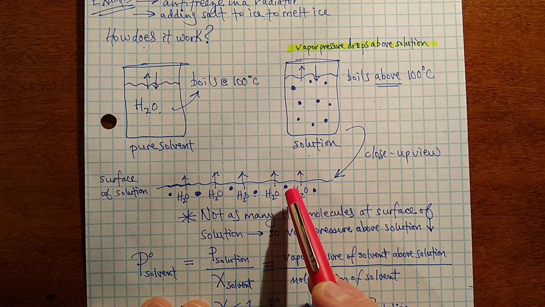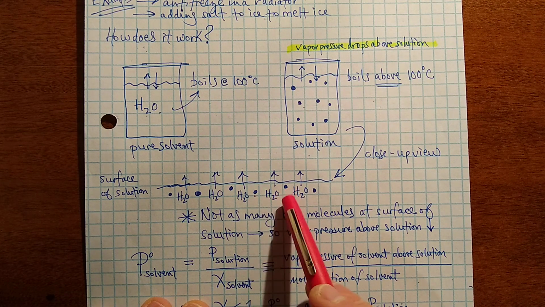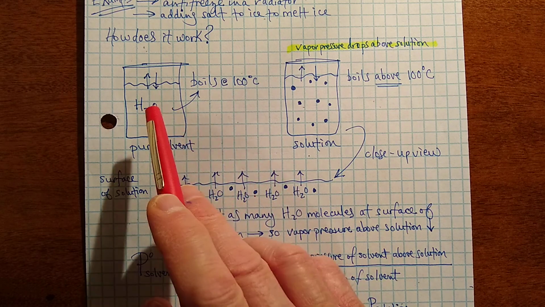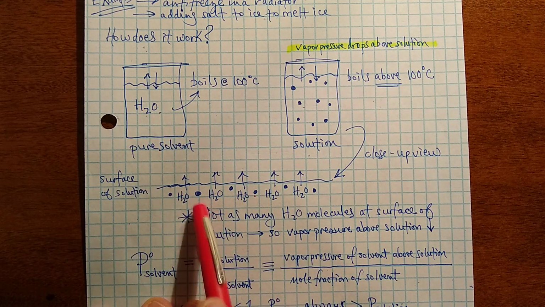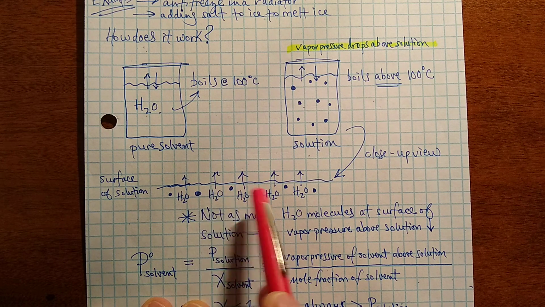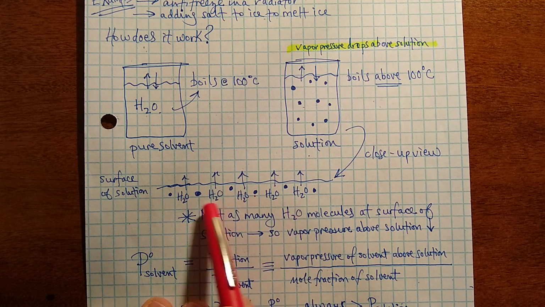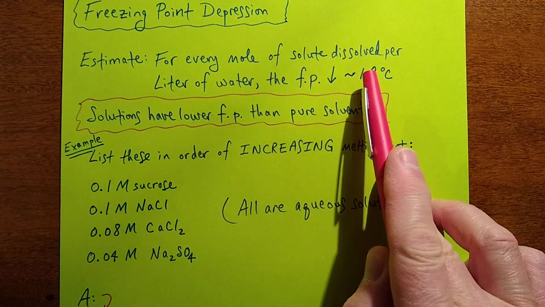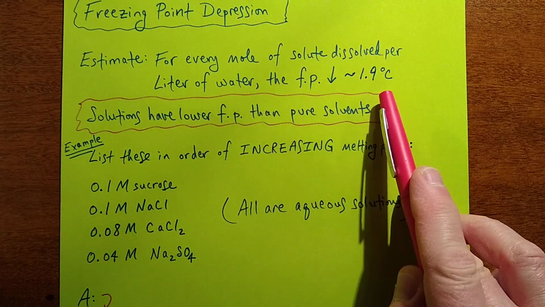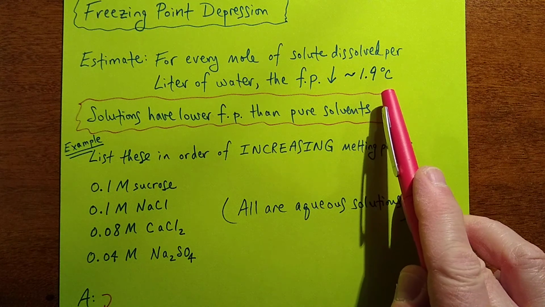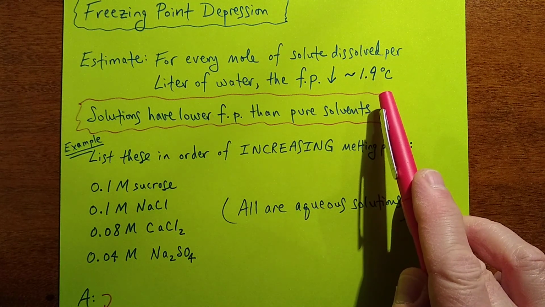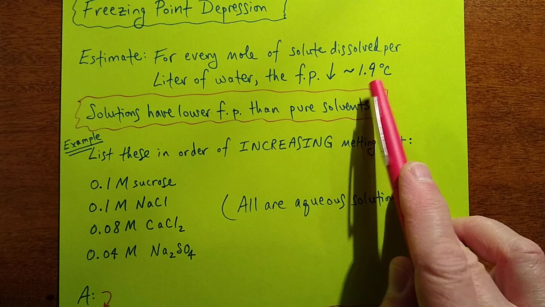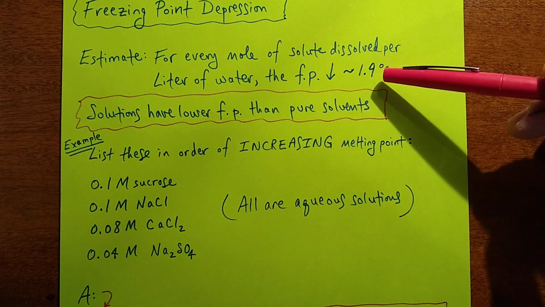So that's why the freezing point of the solution is less than the freezing point of the pure solvent. It all has to do with the solute particles being in the way, so to speak, of the solvent molecules. So freezing point depression, for every mole of solute dissolved per liter of water, the freezing point is depressed about 1.9 degrees.